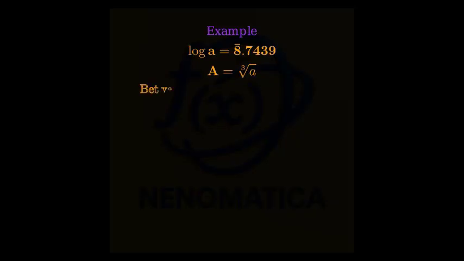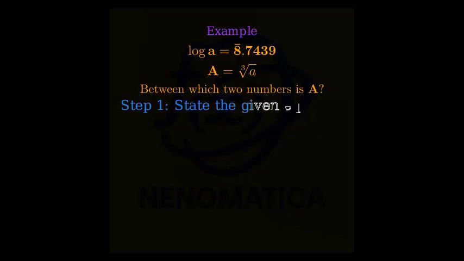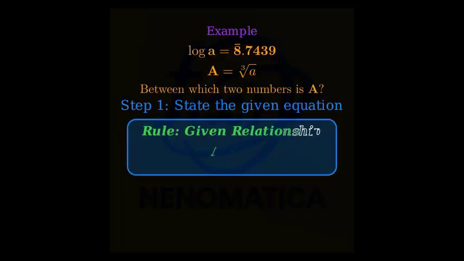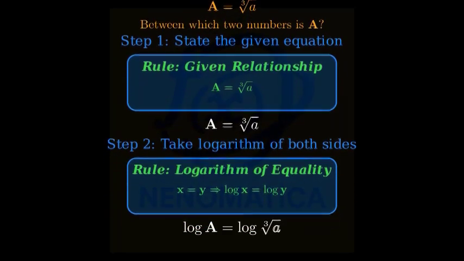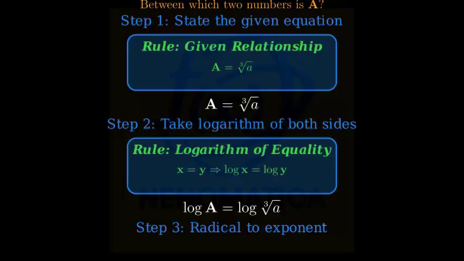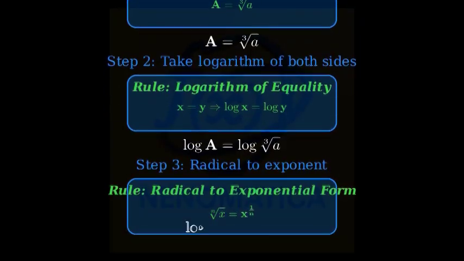We will process the given logarithm problem, following the exact algorithm shown. First, display the word example. Then, show the problem statement in bold orange math. Step 1. State the given relationship between a and a. Step 2. Take the logarithm of both sides.